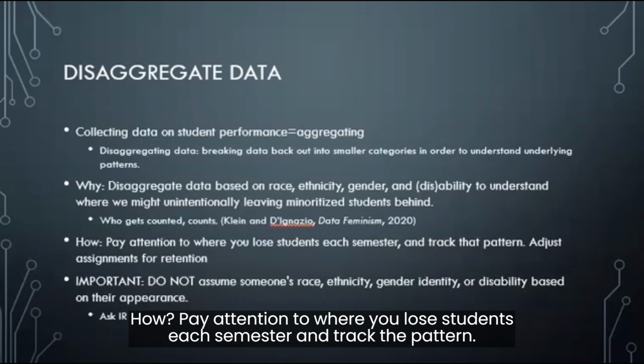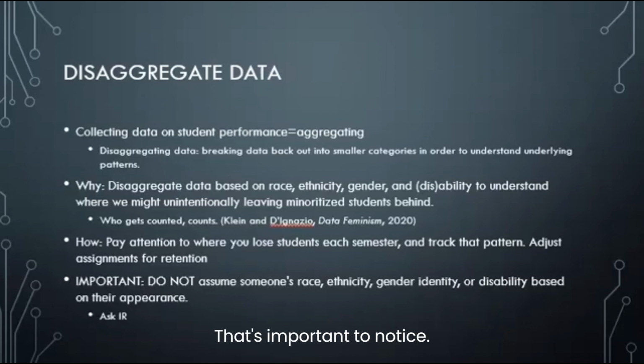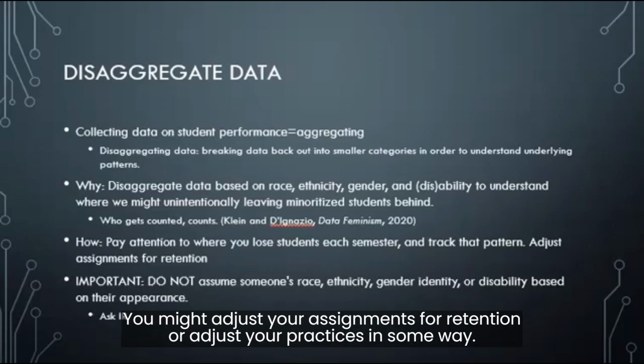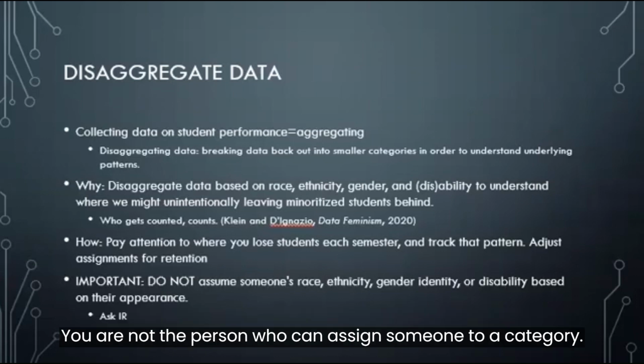How? Pay attention to where you lose students each semester and track the pattern. Do you find that after a midterm, you lose a big chunk of Hispanic students? Right? That's important to notice. You might adjust your assignments for retention or adjust your practices in some way. Very importantly, do not assume someone's race, ethnicity, gender identity, or disability based on their appearance. You are not the person who can assign someone to a category.